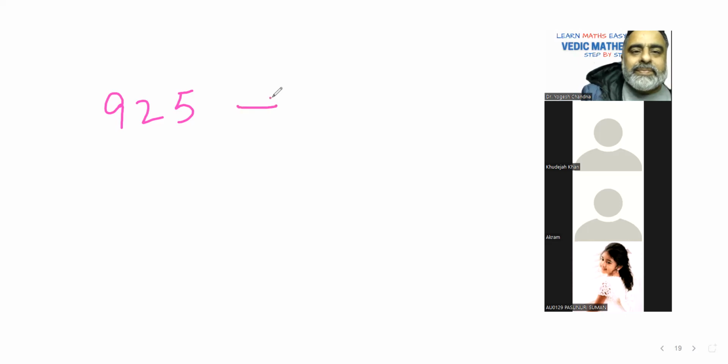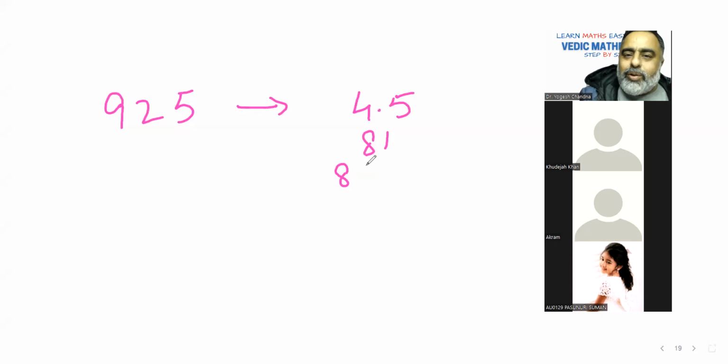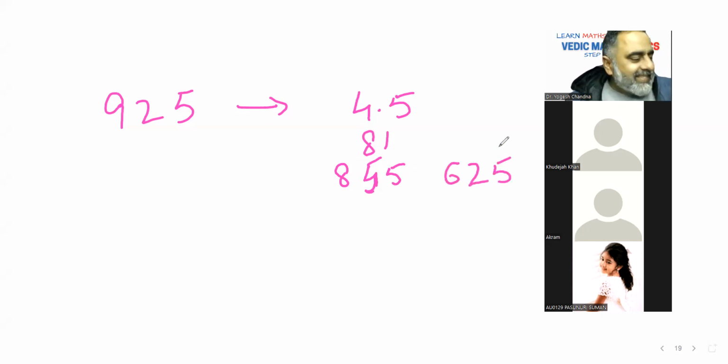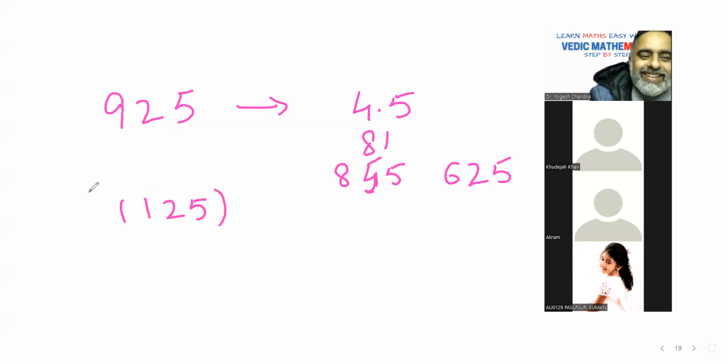Yes, what is the answer? 855625. 4.5, 81. So 84 point 5 means 845. 85. It should be 85. 81 plus 4. Yes, 85. Right. And then 625. So easy. 1125. But I find that easy. I find that one was easy.